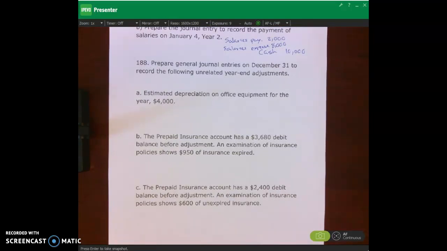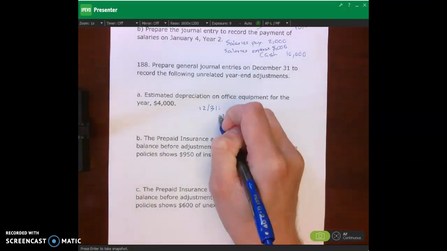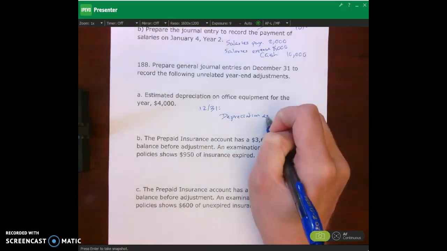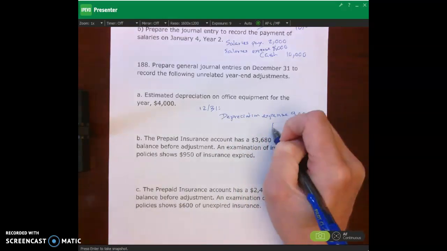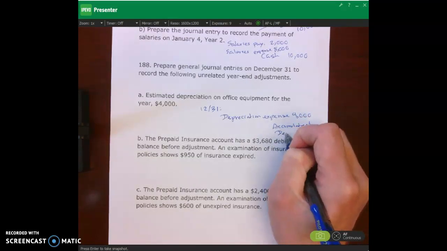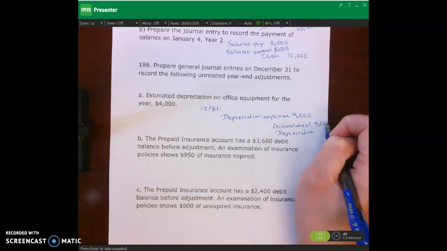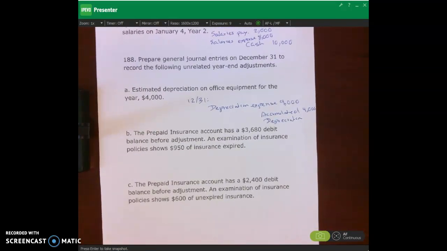All right, so look at this first one. It says estimated depreciation on office equipment for $4,000. This is going to be on 12/31. This one's an easy one. We debit depreciation expense for $4,000. And then we credit accumulated depreciation, which is our contra asset account, for $4,000. Debit depreciation expense and credit accumulated depreciation, $4,000.